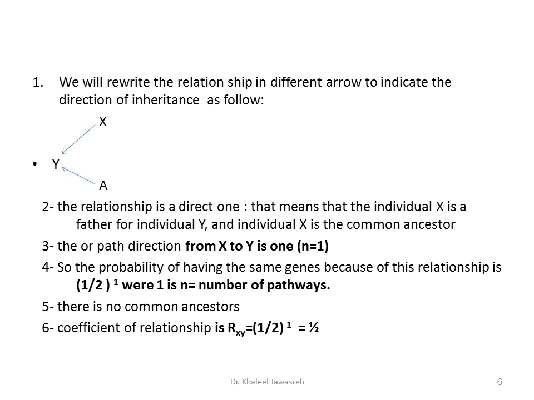Or we need to look for the path direction. The path direction means X will produce Y. You can see this arrow, a direct arrow from X to Y, is just one arrow, one path. So we deal with just one direction, one path or one arrow. So the probability of having the same genes because of this relationship is half to the power of 1, where 1 is the number of pathways.